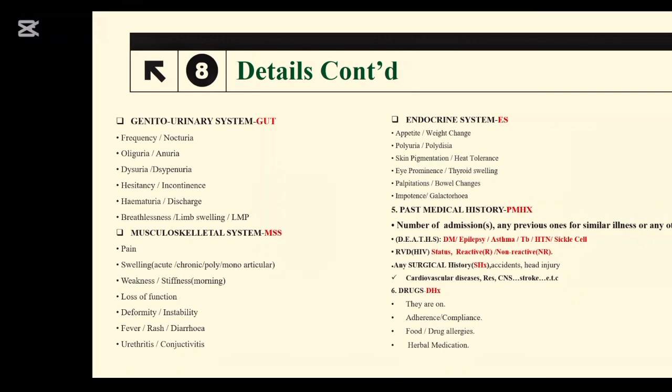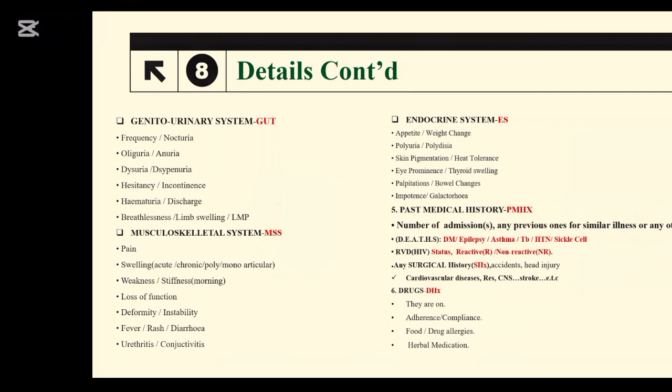Okay, and then you can have also incontinence, where the patient fails to control the urine, and then hesitancy is when they're having difficulties, or they are finding it difficult to start urination or to pee. Hematuria, blood in the urine, and then discharge in the urine is also very important. So breathlessness, limb swelling, you can rule out the kidney issues, which can present with such kind of things. Now you have got what is called the musculoskeletal system.